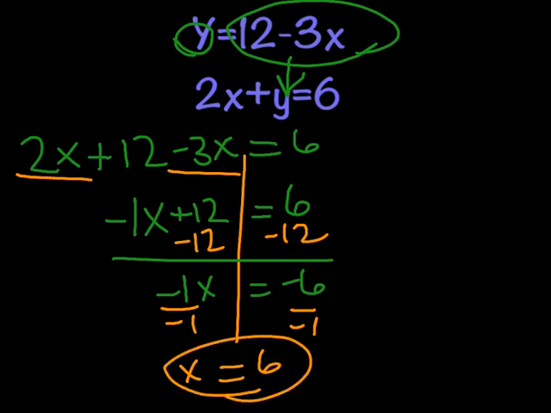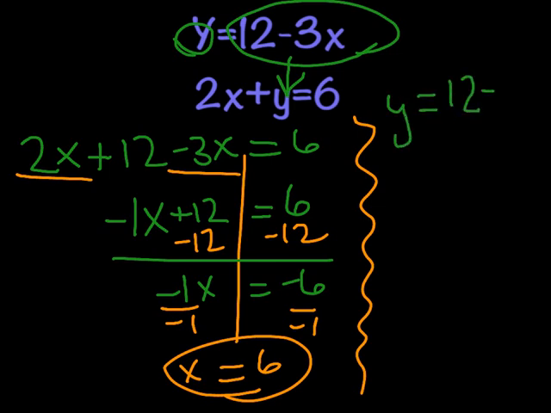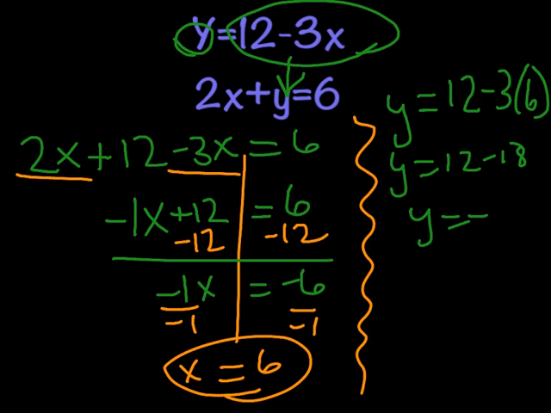So I have my x value, and since it's a system of equations, I need to plug that back in to find my y value. So I'm going to do that over here. I am going to choose to use the first equation, especially since y is already by itself. So it's just going to be 12 minus 3 times 6. And y equals 12 minus 18, so y equals negative 6.